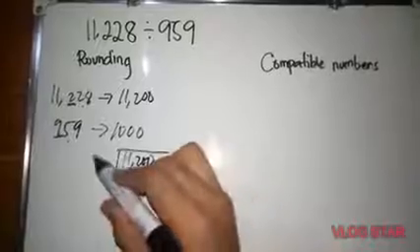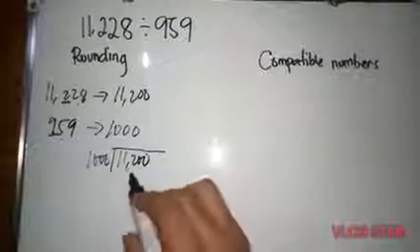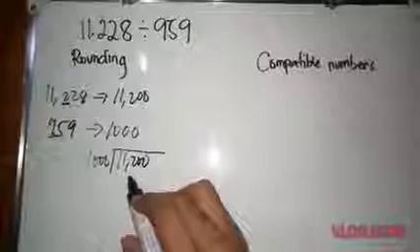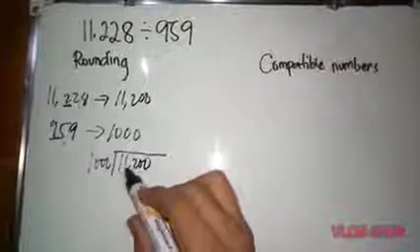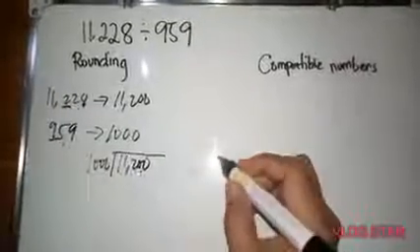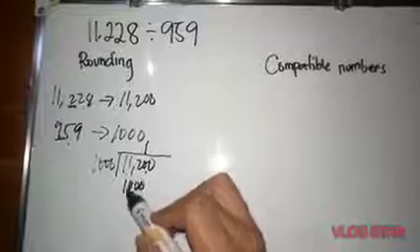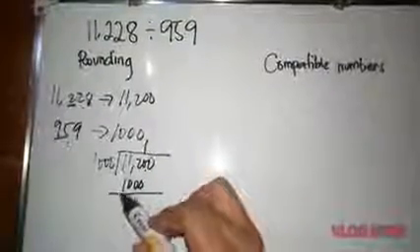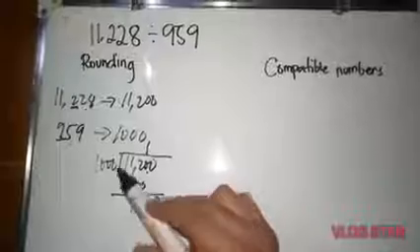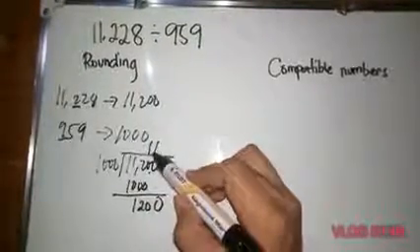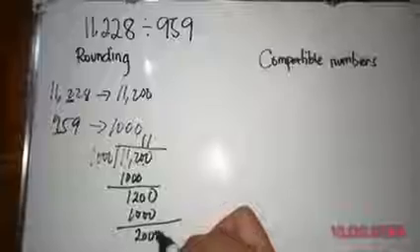11,200 divided by 1,000. So 1,000 divided by 1, 2, 3 here, up to here, 1,120. The answer is 1. 1 times 1,000 is 1,000. Then 1,120 minus 1,000 is 120. Then bring down 0. 1,200 divided by 1,000 is 1. 1 times 1,000 is 1,000. Then subtract, the answer is 200.